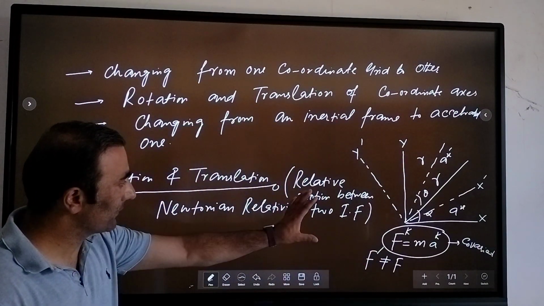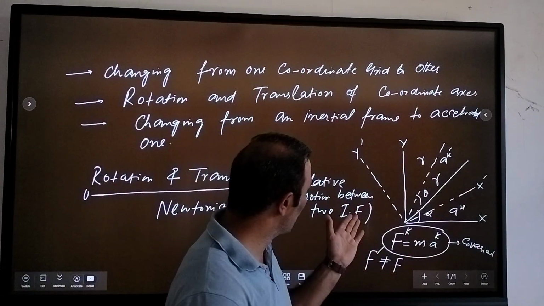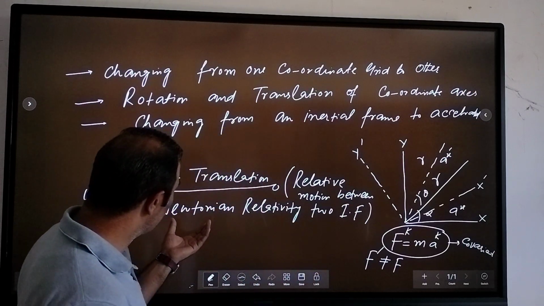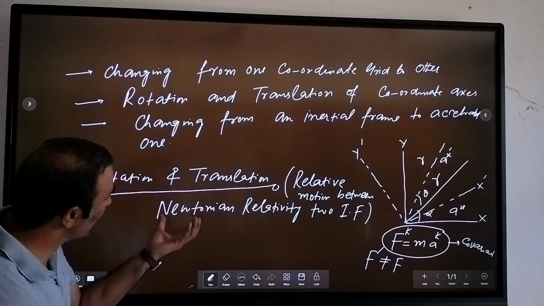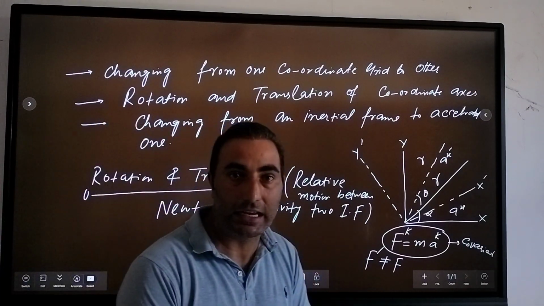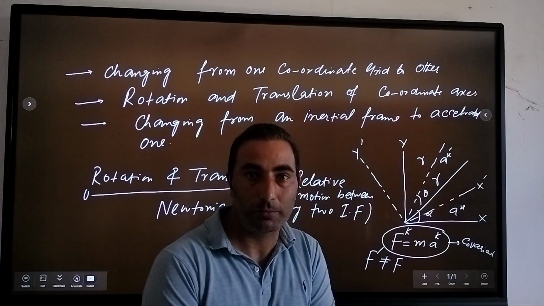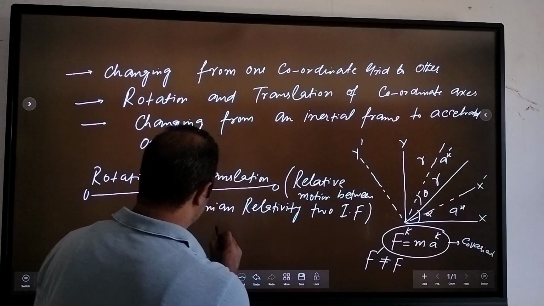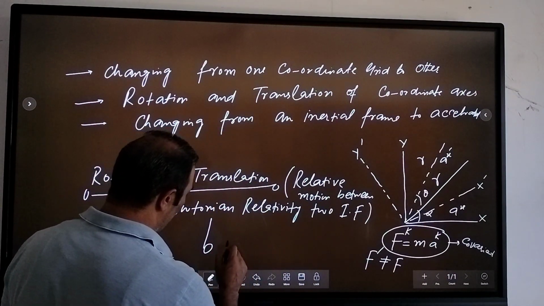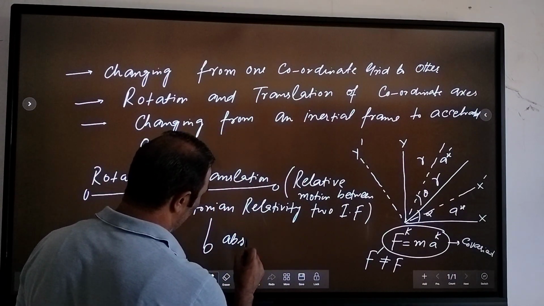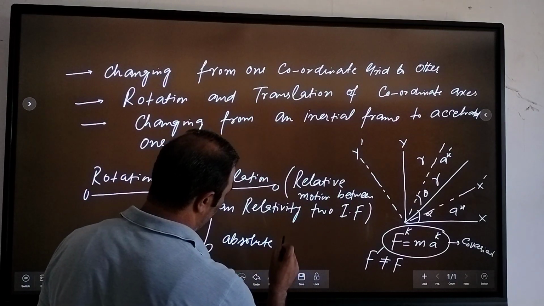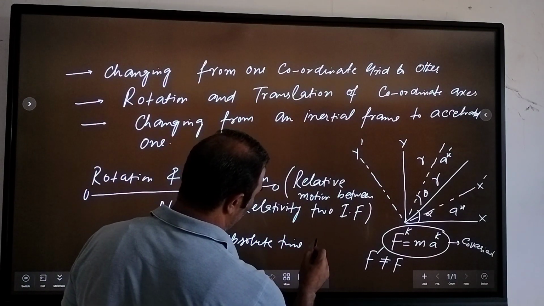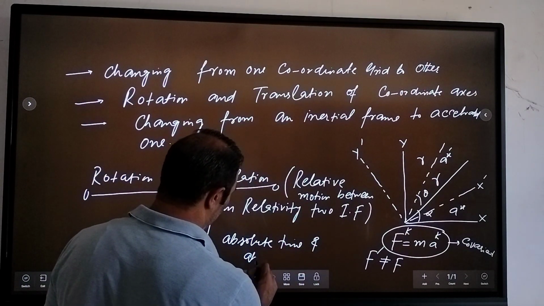Right? So if we look at relative motion or boost between two inertial frames, that includes Newtonian relativity. Newtonian relativity is based on the absolute value of time and space, so it is based on absolute time and absolute space.